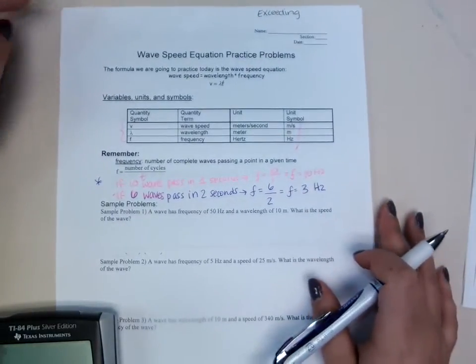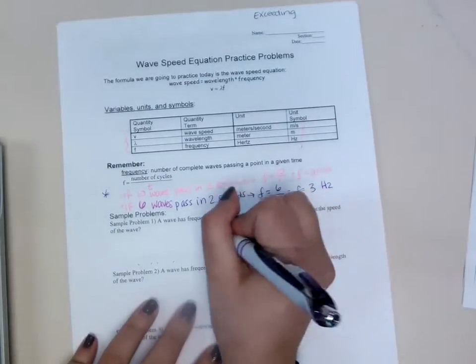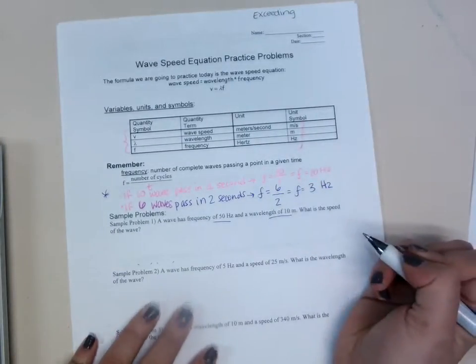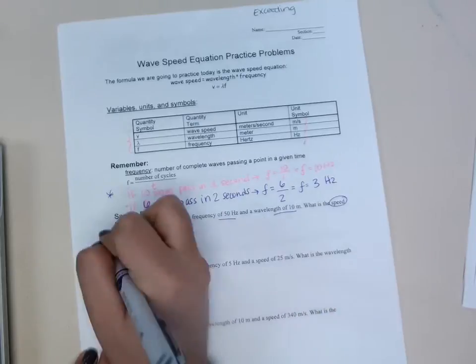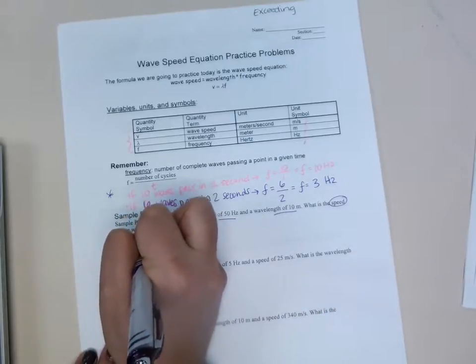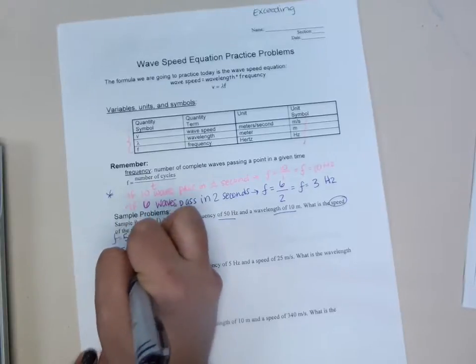So the first one, you guys are going to have a frequency of 50 hertz and a wavelength of 10 meters, and we're looking for the speed. If I were to go ahead and list my known variables, I know that the frequency is 50 hertz. I know that the wavelength is 10 meters, and we are looking for the speed.